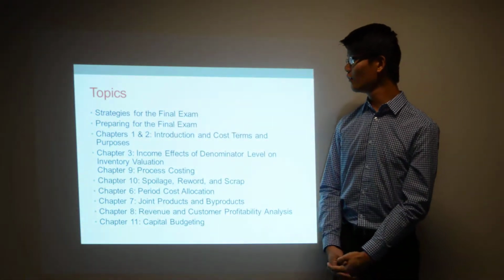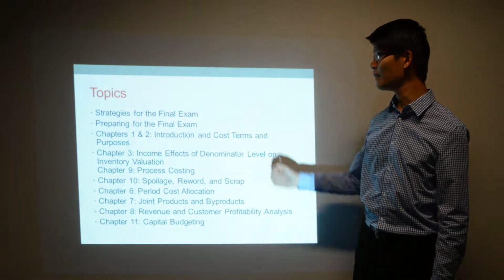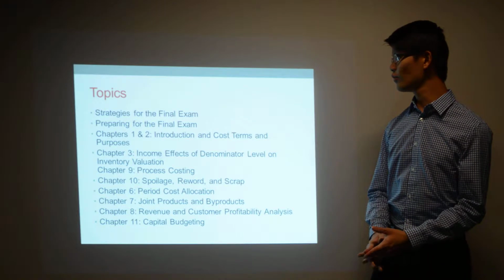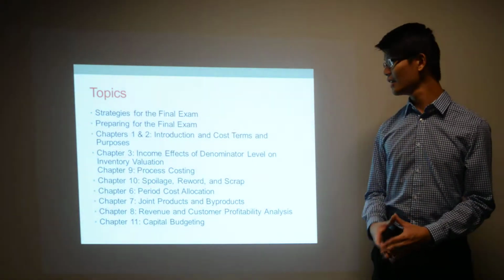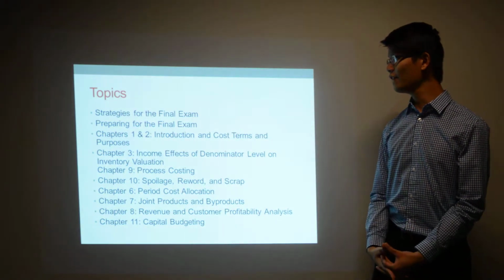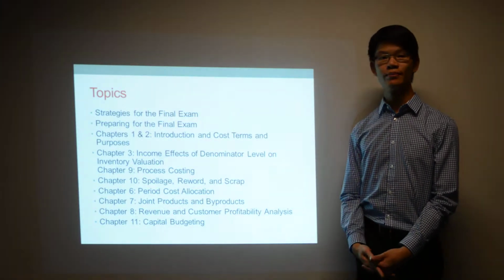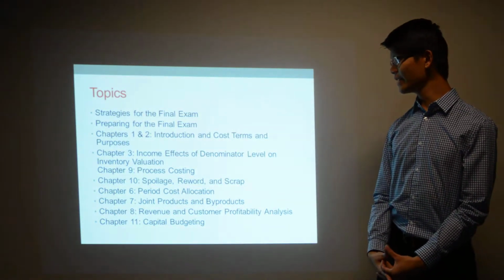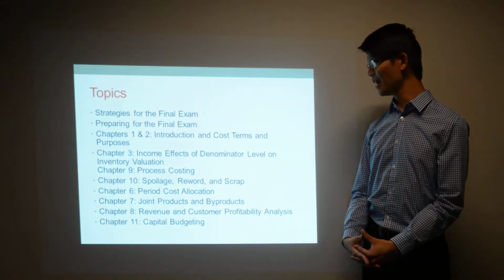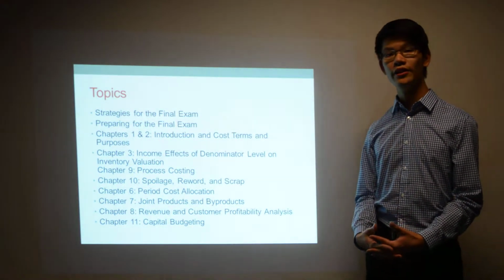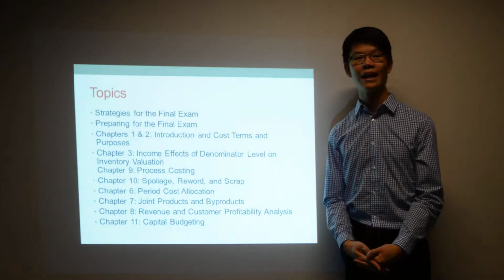So first we'll be going over strategies for the final exam, and then briefly how to prepare for the final exam. Then I'll go through chapters 1 and 2, introduction and cost terms. Chapter 3, which is the income effects of the denominator level on inventory valuation. Chapter 9, which is process costing. Chapter 10, which is spoilage, rework, and scrap. Chapter 6, which is period cost allocation. Chapter 7, which is joint products and byproducts. Chapter 8, which is revenue and customer profitability analysis. And Chapter 11 at the end, which is capital budgeting.